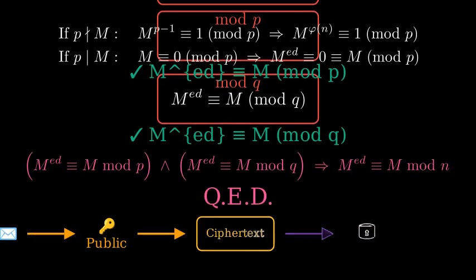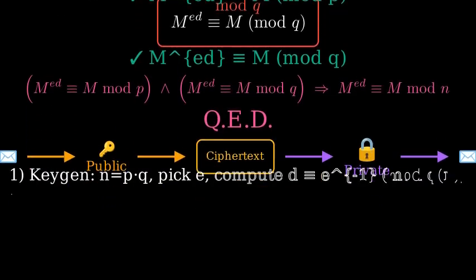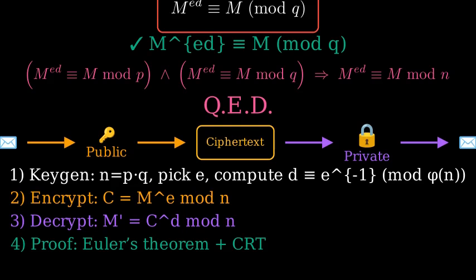As a final visual check, encrypt the envelope with the public key to get ciphertext, then decrypt with the private key to get back the original envelope. Summary. 1. Generate keys with N equals P times Q, choose E coprime to phi of N, and compute D as the modular inverse of E. 2. Encrypt by C equals M to the E mod N. 3. Decrypt by M prime equals C to the D mod N. Correctness follows from Euler's theorem modulo each prime factor and the Chinese remainder theorem.